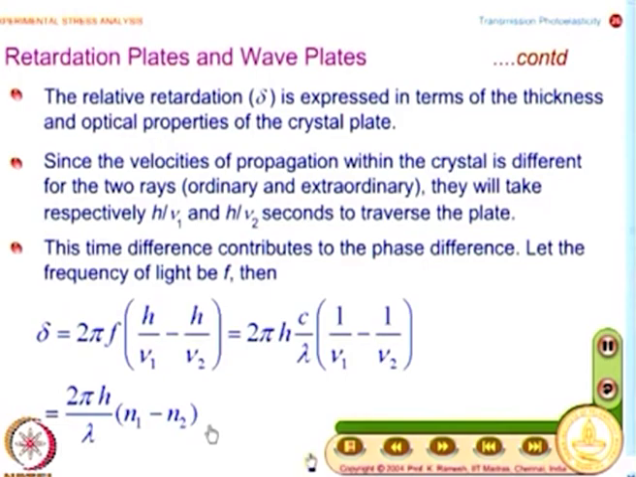So, what you find? Suppose I say that I want to have a delta equal to pi by 2, I want to have a quarter wave plate. I can find out the thickness corresponding to that, and what is hidden here? h will become a function of wavelength.